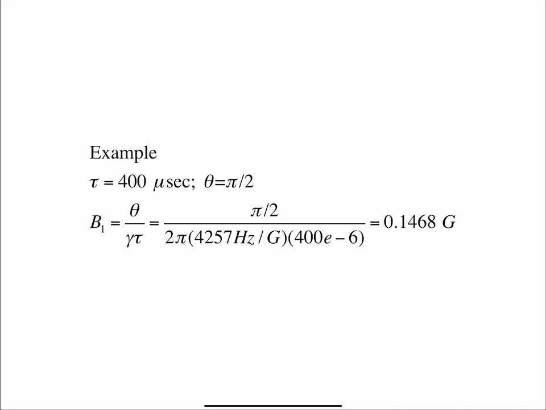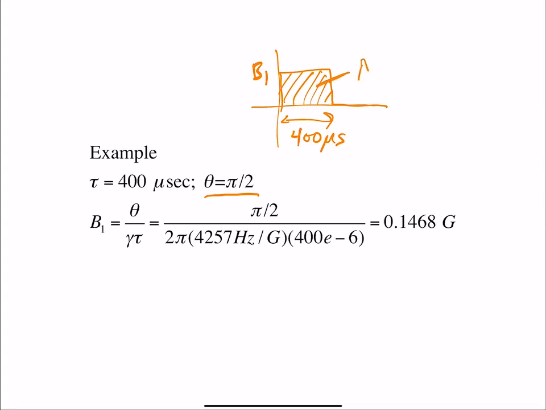Here's an example. Let's say I want a flip angle of pi over 2. In this case, I'm going to apply a pulse for a duration of 400 microseconds, and I want to know how big I should make that pulse. Basically, I want the area of this. I'm going to get the area and multiply by gamma, and that should give me pi over 2.